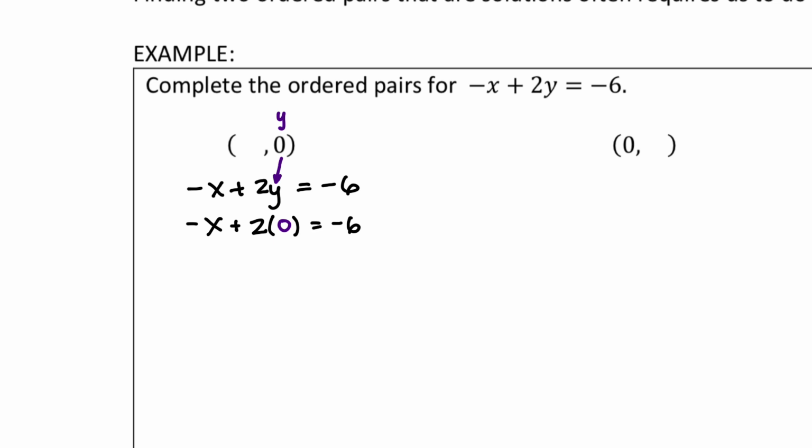Now we're going to solve for the leftover variable. In this case, it's x. Okay, so here we go. Negative x, add 2 times 0 is 0, equals negative 6. Anything add 0 is the thing you started with. And now I have that invisible 1 there, right? So we're going to divide by negative 1 and end up with positive 6, which means x now is positive 6.